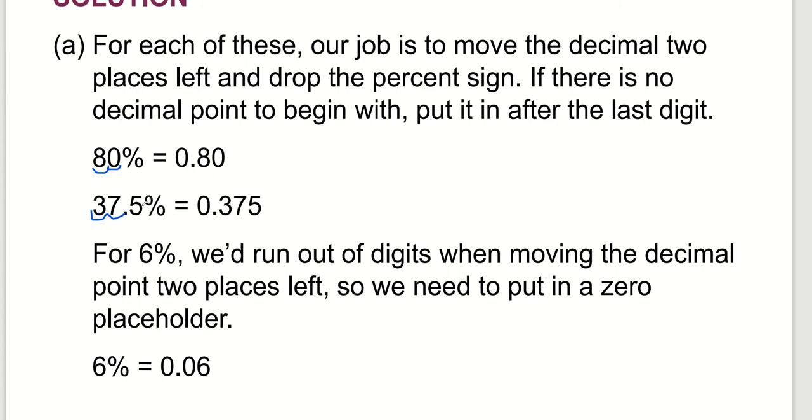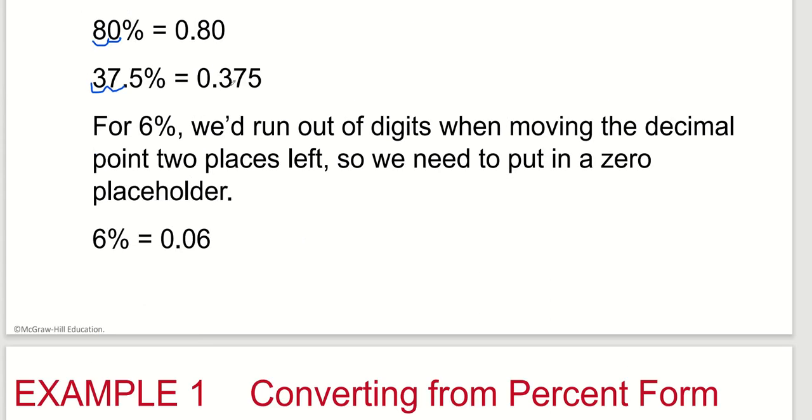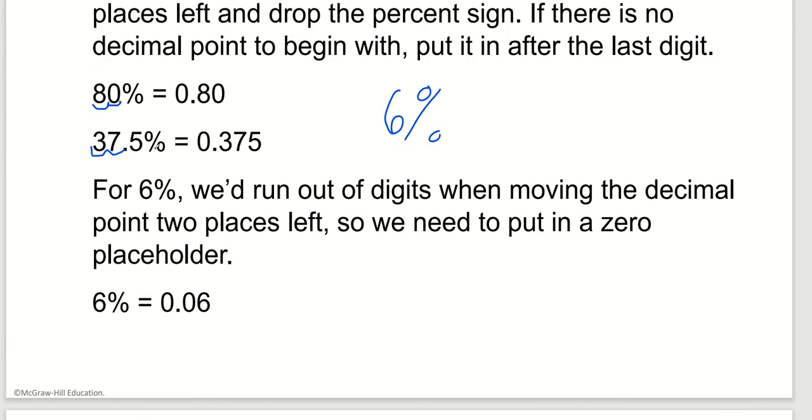We would see that 37.5% is equivalent to the decimal 0.375. On occasion, if we have something like 6%, we need to add an extra 0 to keep moving the decimal spot. To go 2 places to the left, 1 place would move it around the 6. We add a 0. That allows us to move it 2 places, and we would end up with 0.06. So 6% is equivalent to 0.06 as a decimal.